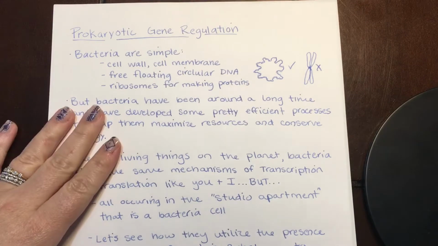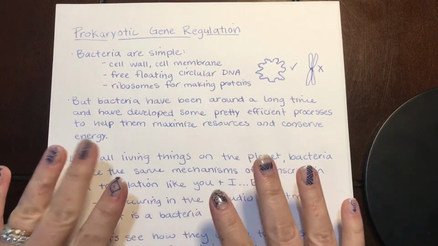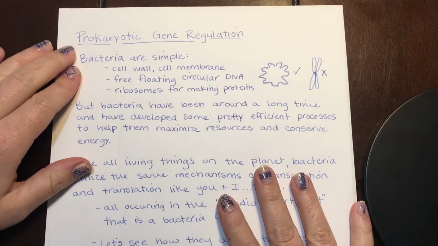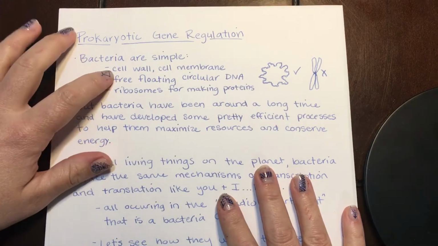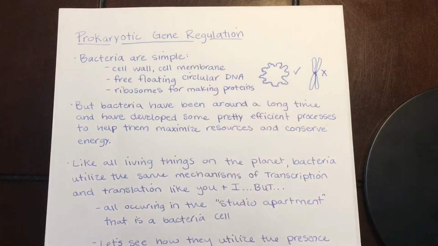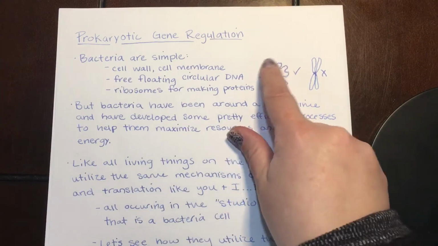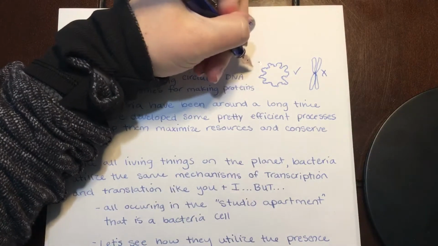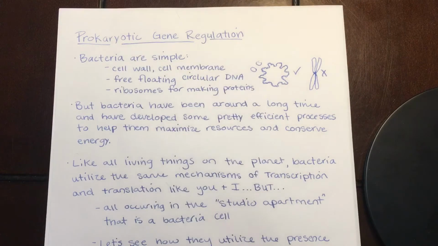All right, so for prokaryotic gene expression, we're talking about bacteria, okay? Bacteria are very simple. They've got their cell wall, cell membrane, free-floating circular DNA, so their DNA is in ring-like structures. They may have just one major one and maybe a few other small ones. I'll explain why in our next week's material.